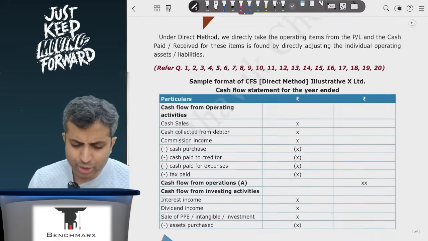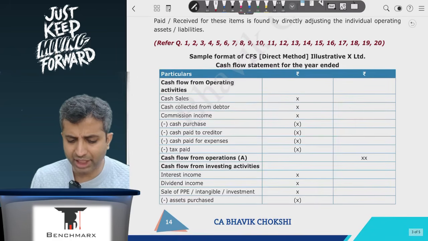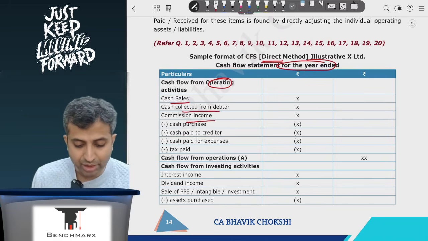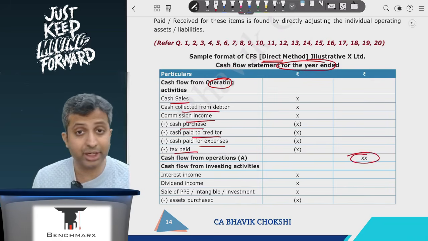Okay, next you have this sample format of the cash flow statement under the direct method. The cash flow statement is for the year. You will start with the cash flow from operating activities, which can have cash sales, collection from debtors, commission income, and then payments: cash purchase, payment to creditors, expenses, tax paid. This will give you your cash flow from operating activities.